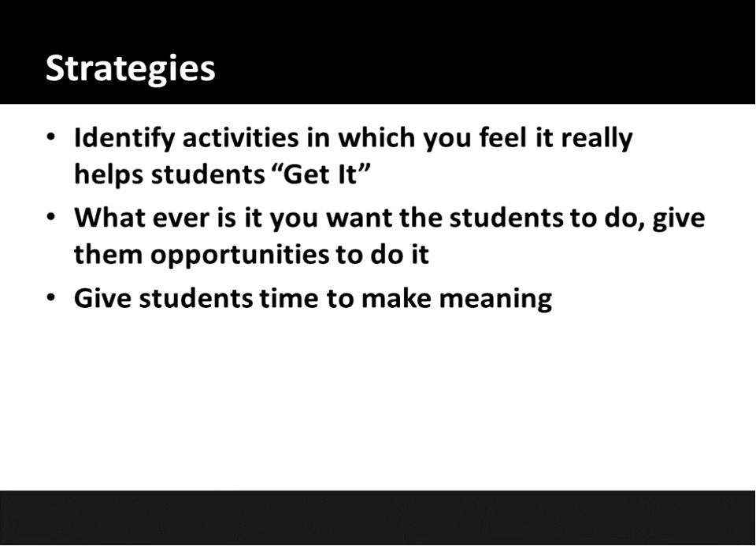The second strategy is whatever it is you want the students to be able to do, give them opportunities to do it. So if there's a certain skill that you're building or a certain application of an idea that you want your students to be able to do, make sure that you give them some action steps to get there. And then the final one is to give students time to make meaning, and this is getting back to that idea of reflection. So I went over those really quick, but that's because I'm going to take some time to break them down a little bit individually.